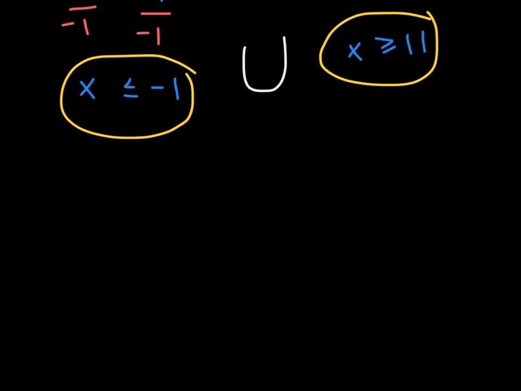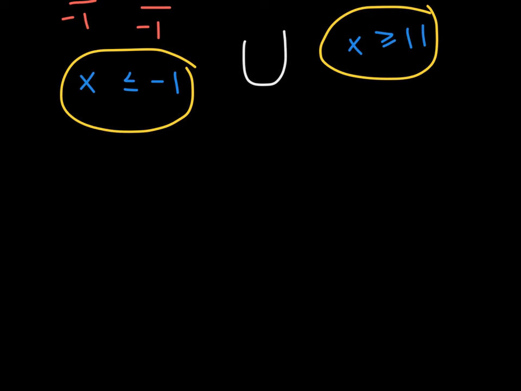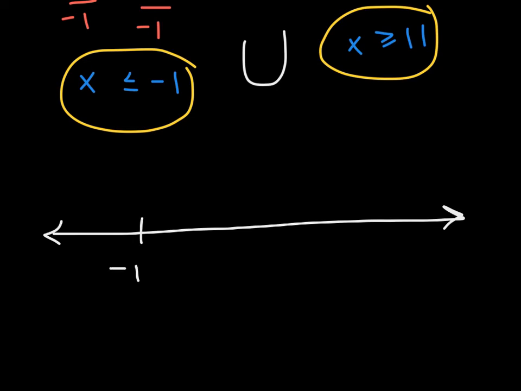So here's my number line, here's my x-axis. Now, if you don't mind, I am going to say this is negative 1 on the x-axis, and this is 11 on the x-axis. All the numbers that are less than or equal to negative 1 look like that. All the numbers that are greater than or equal to positive 11 look like this. This is the final solution set.